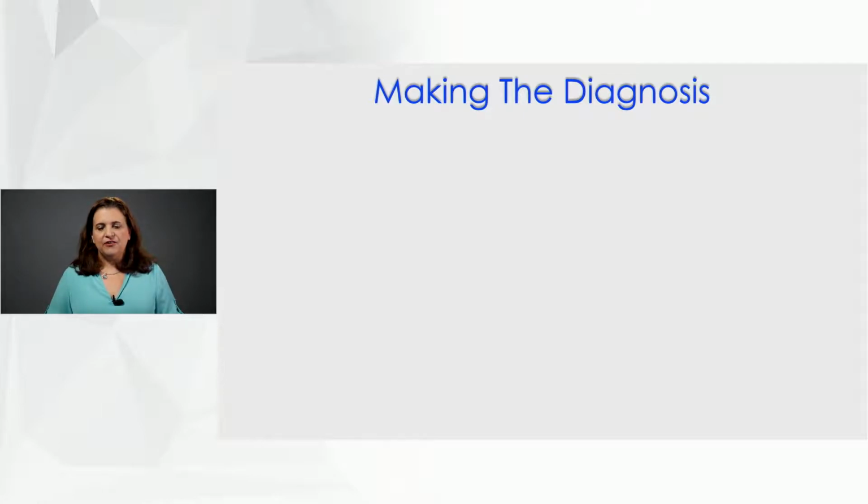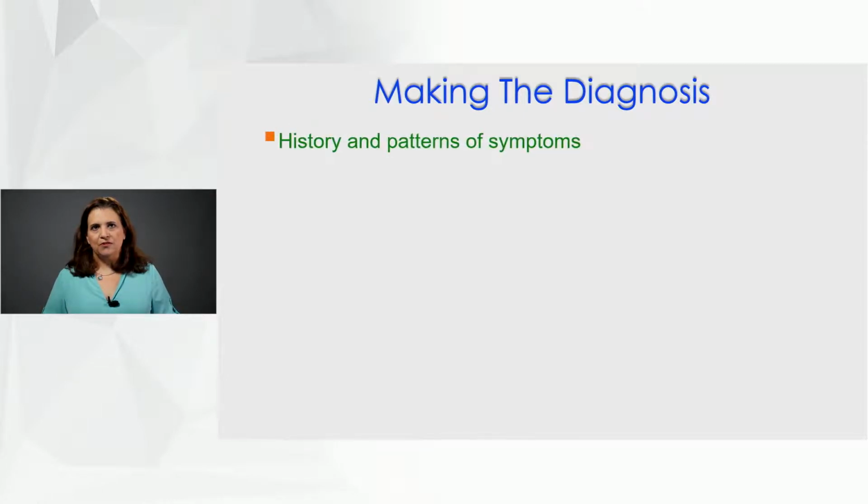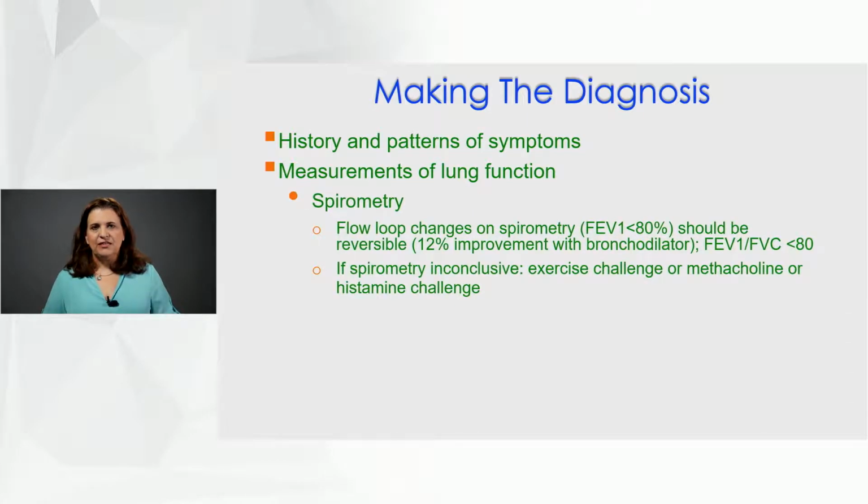So making the diagnosis of asthma is important. To make this diagnosis, you need to evaluate the history of the patient and the pattern of symptoms. Ideally, you'd like to measure lung function in patients 6 or older. This can be done with spirometry.